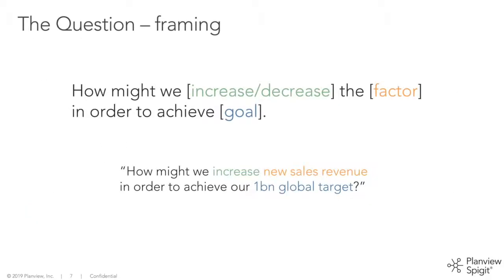Framing the challenge question helps the audience reduce uncertainty and focus on the objective. A simple technique to use is how might we increase or decrease the factor we're trying to impact in order to achieve our goal. For example, how might we increase new sales revenue in order to achieve our $1 billion global target?